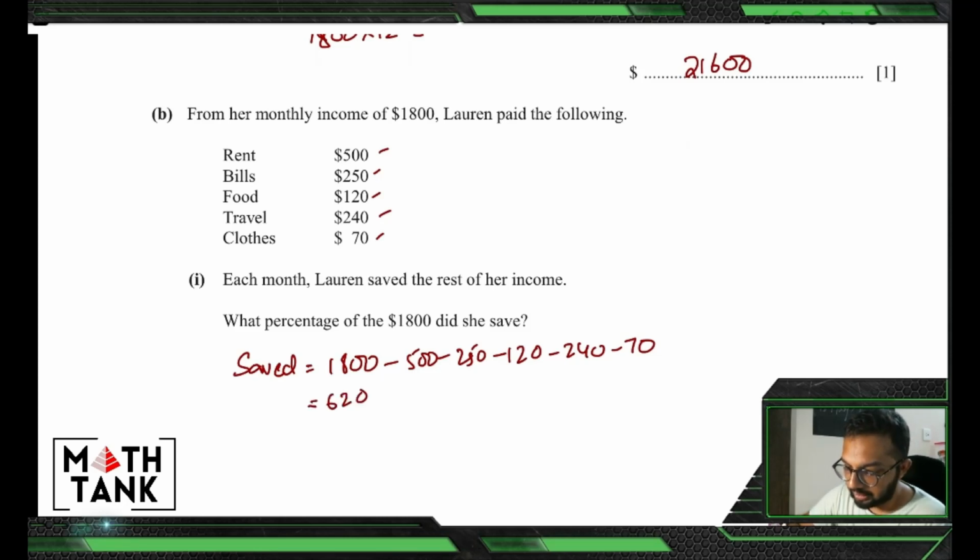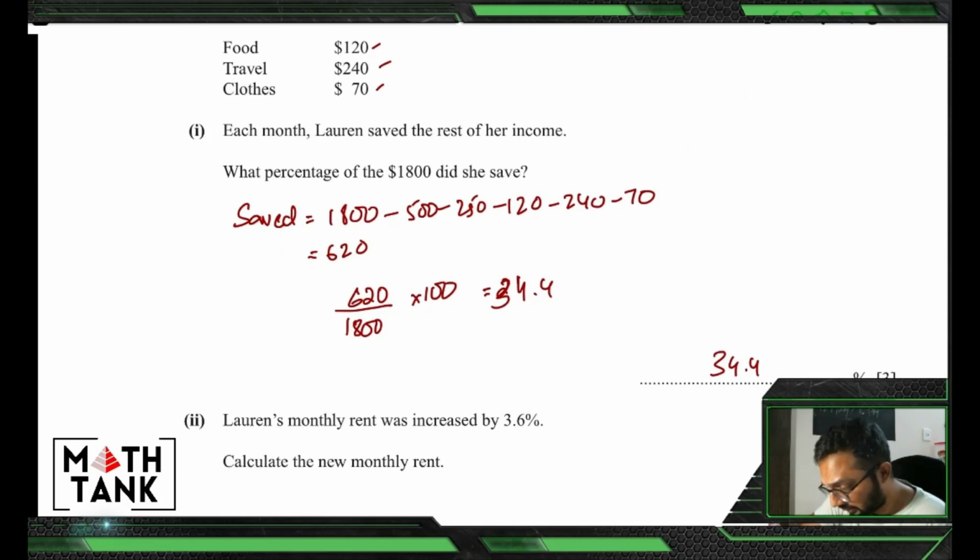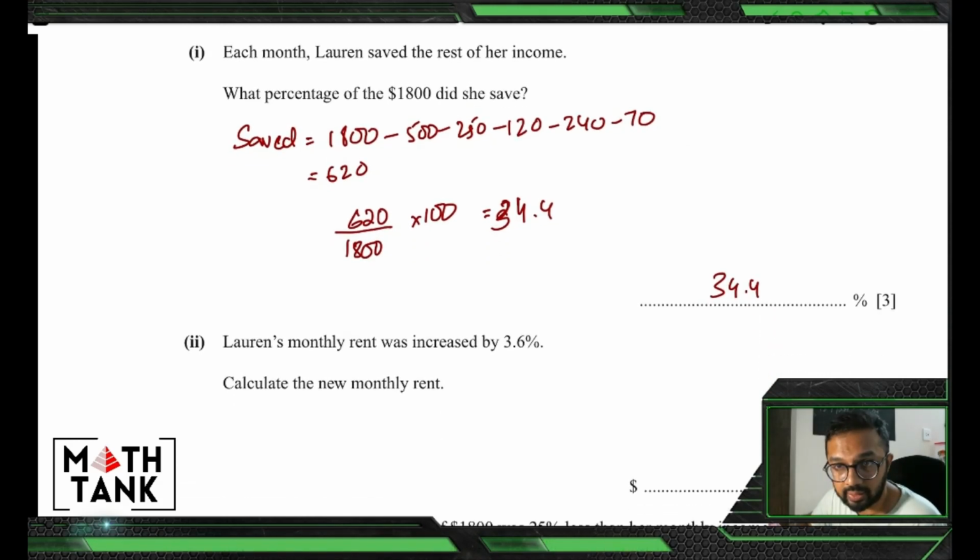So that's 620. Now, whenever it says what percentage of, whatever quantity is written after "of" is the denominator. The "of" quantity comes in the denominator. Okay, what percentage did she save? So I'm trying to convert the savings into a percentage. So I'm going to say 620 divided by 1800 multiplied by 100. I don't need to do this manually. I can put it on a calculator, and the final answer is 34.4%. Fairly simple. The percentage sign is already there, so you can just write 34.4.